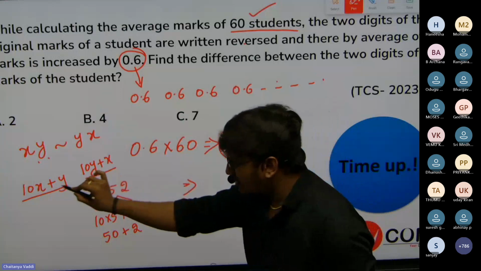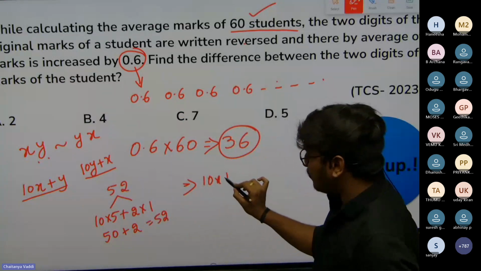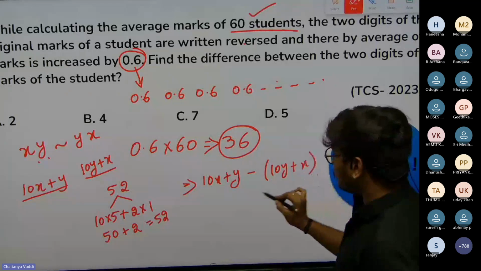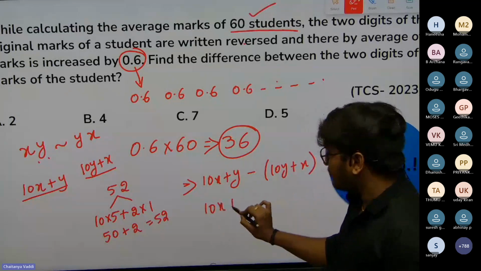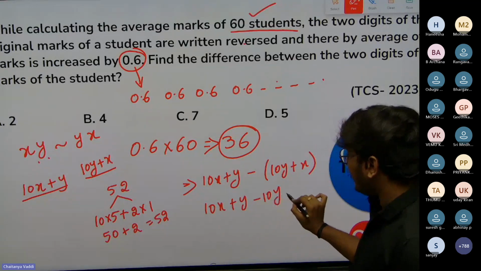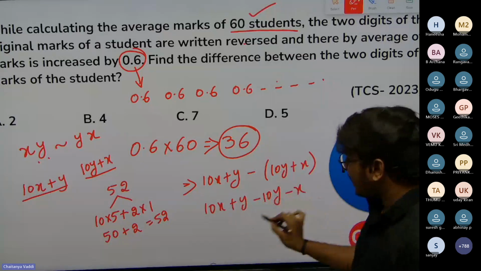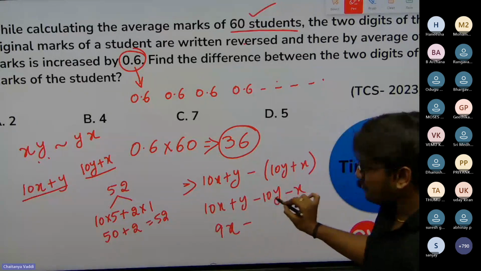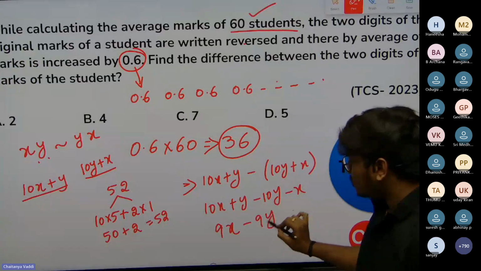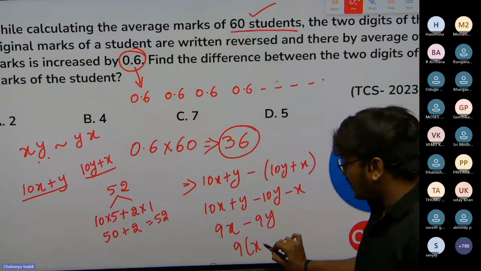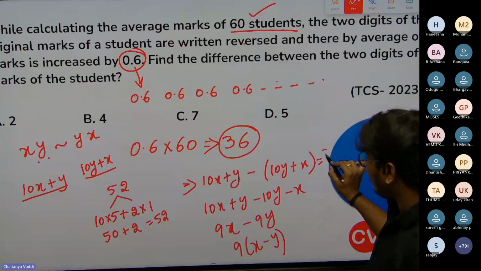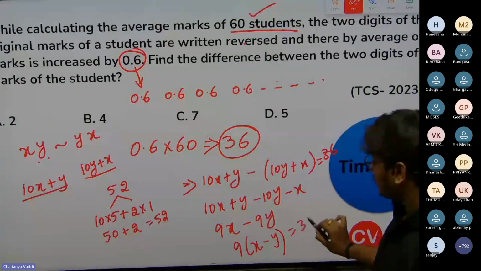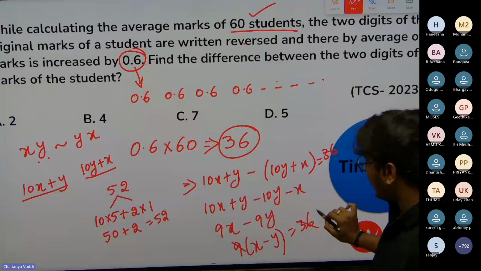Now, the same difference I'm taking here: 10x plus y minus 10y plus x. So if you observe, 10x plus y minus 10y minus x. Can you observe, 10x minus x is 9x, and y minus 10y is minus 9y. If I take 9 common, it is x minus y, and this difference value is 36, right? Already we know that 36 extra marks, which is equal to 36. So 9 ones are 9, 4 times.